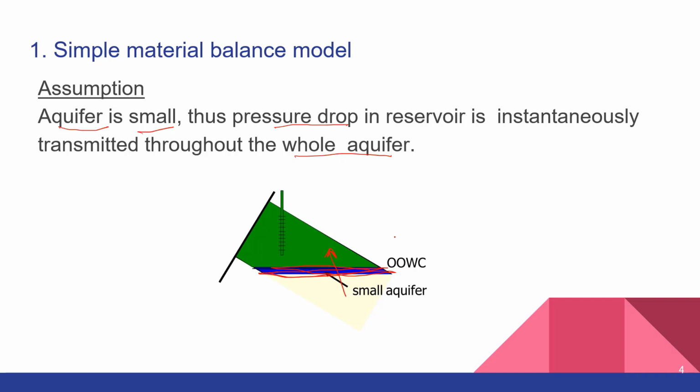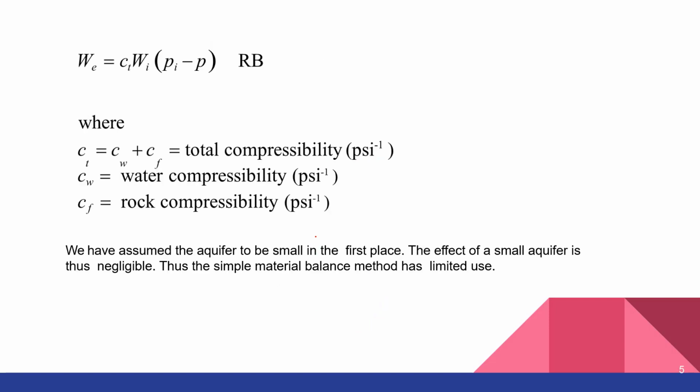For this, the equation that we use for water influx is Ct times Wi times (Pi minus P), where Ct is your total compressibility, your water compressibility plus your rock, or formation, compressibility. Wi is the initial water influx, Pi is the initial pressure, and P is the pressure at that time.